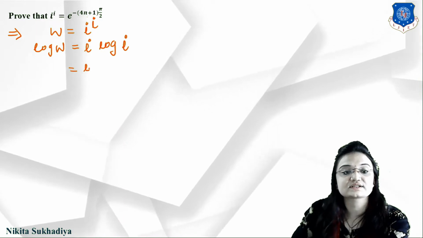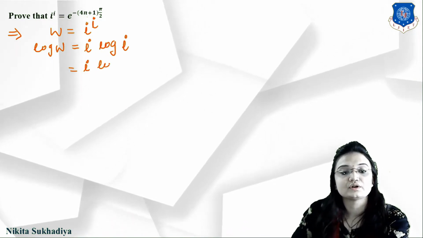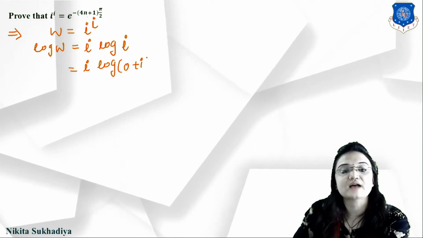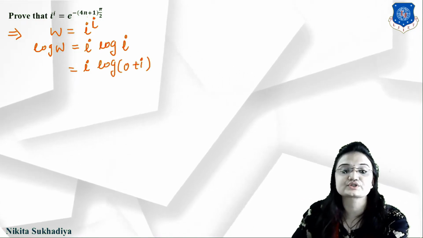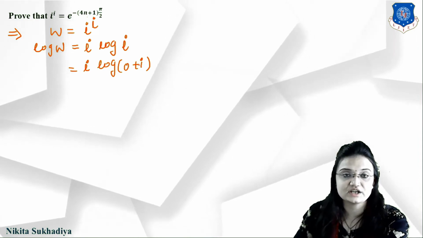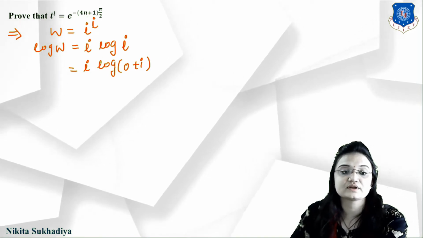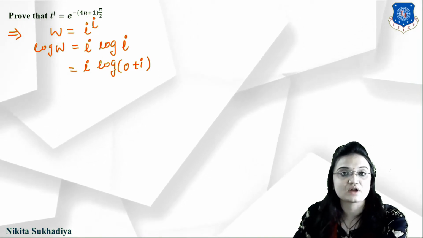Okay, so now this is nothing but i, the logarithm of 0 plus i. Here we have to use the logarithm of a complex number equation, but we have to prove this in n form. So here we will take the general formula for logarithm.